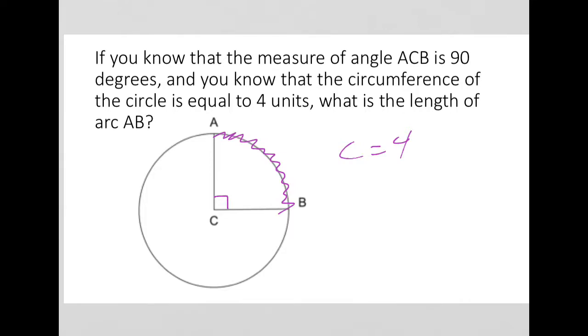Well, think about it. If this is 90 degrees, then we've essentially just split the circle up into 4 equal sections. So each of these arcs is going to be equal in length. And there's 4 total, so it's got to be 1, 1, 1, and 1 to make that total of 4, giving us 4 right angles right there. Okay, that's pretty cool, but what if we're dealing with something that's not such a pretty number?